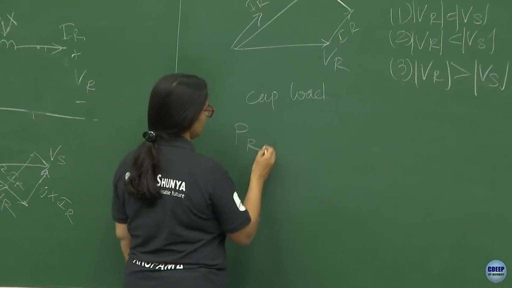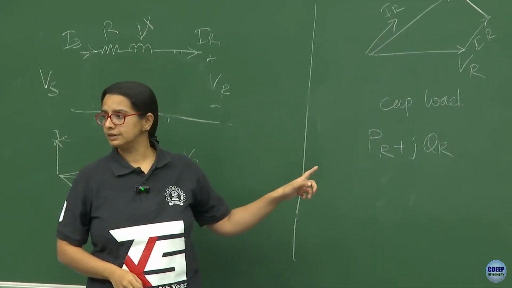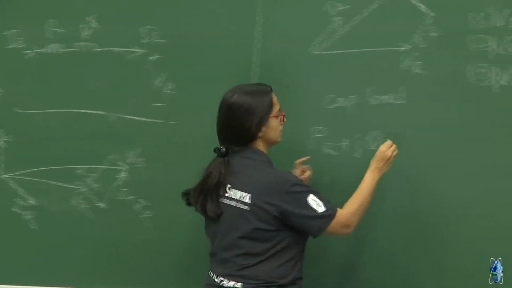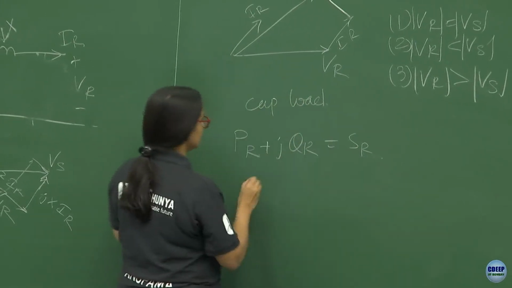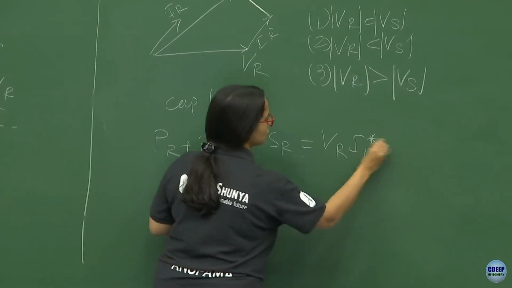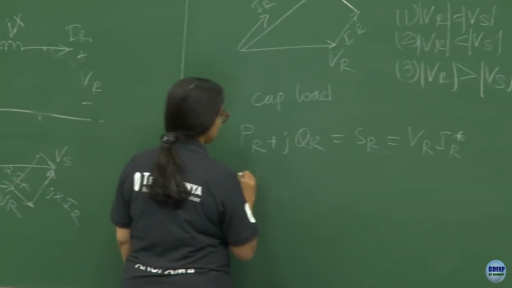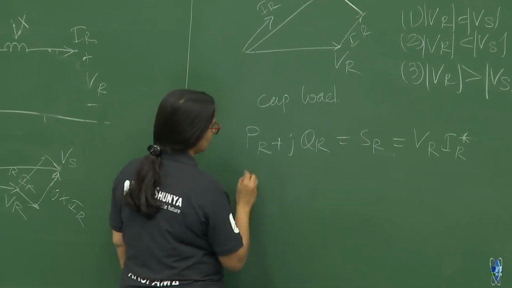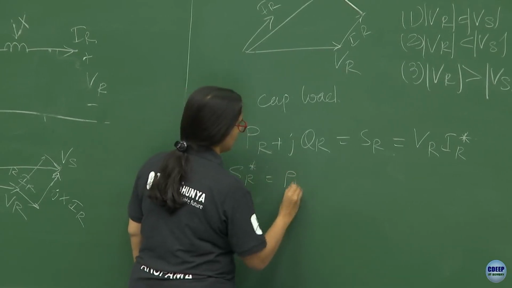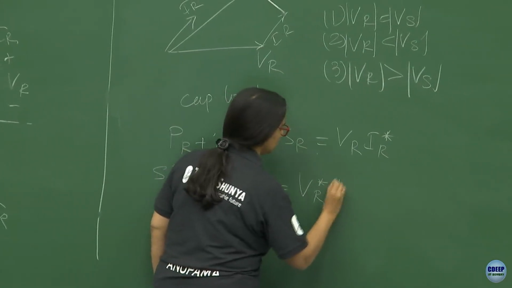So what is this? This is the apparent power for the receiving end. This we know, so I'll just call it SR for completeness, and this in fact is VR into IR complex conjugate, correct? So if I take the complex conjugate here, SR complex conjugate, which is PR minus jQR, is VR complex conjugate into IR.